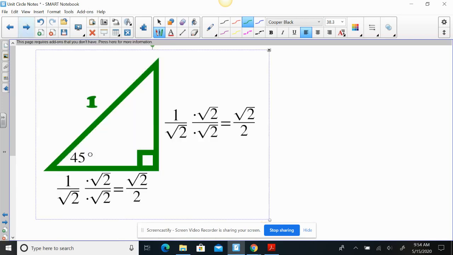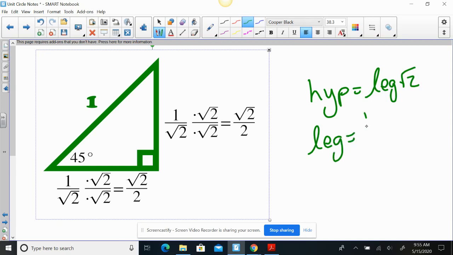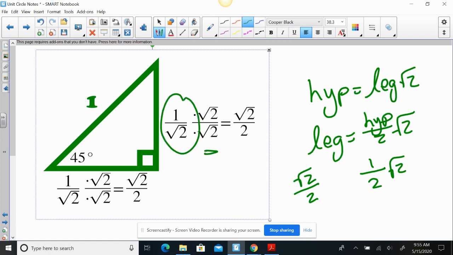You can also use your rules. Our rules are that your hypotenuse is your leg times the square root of 2. If I want my leg, I'm going to do hypotenuse divided by the square root of 2. So if I take 1 divided by the square root of 2, that's essentially square root of 2 over 2. If you are using a squared plus b squared equals c squared, you would get this, and then you would need to rationalize your denominator, meaning just multiply it by itself.